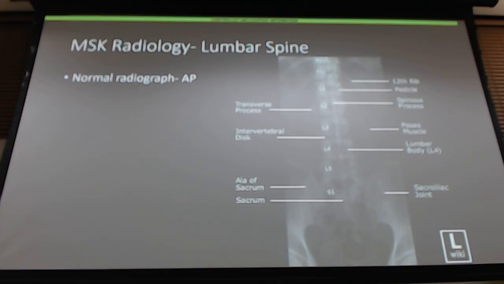Is it a good enough view for the SI joint as well? No, it is not. So there are dedicated SI joint views as well. There are dedicated pelvis views as well. This is only assessing the lumbar spine itself. Can you see those transverse and spinous processes there as well? Yes, you can. You see that arrow there that says psoas muscle? Can anybody see that on that picture?